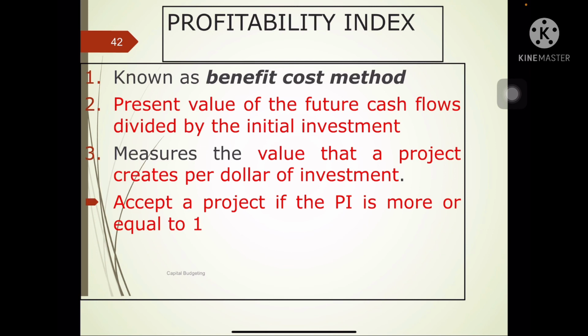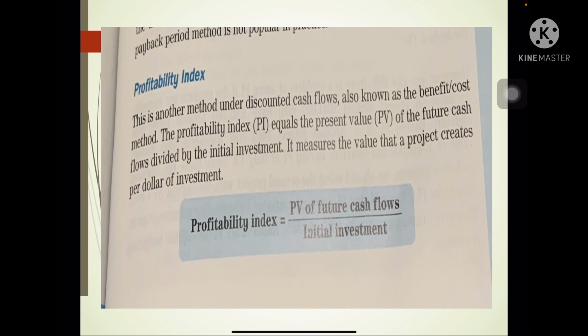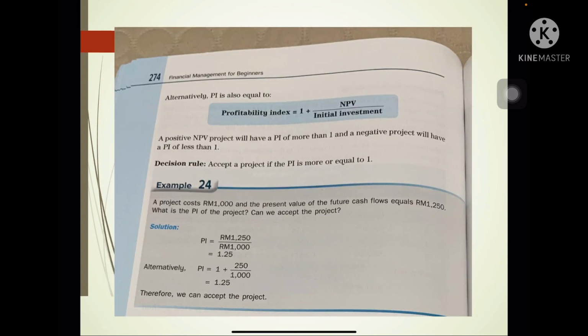Alright, so the profitability index is also known as the benefit cost method. It is the present value of the cash flows divided by the initial investment. We use it to measure what the project creates per dollar of investment. Accept a project if the profitability index is more than or equal to 1. This is our formula: the present value of future cash flows divided by initial investment. Alternatively, PI equals 1 plus NPV divided by initial investment.